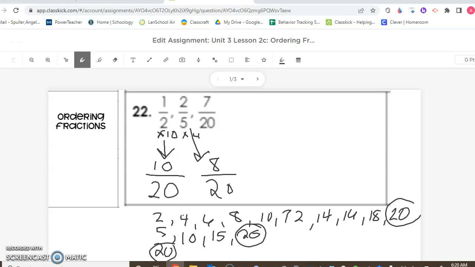So now I can see that when it goes in least, let's put it in least, 7/20ths is the smallest, 8/20ths the next one, but I have to put it in its original fraction. So I'm going to put 2/5 because 2/5 is equivalent to 8/20ths. And then 1/2 is the biggest.